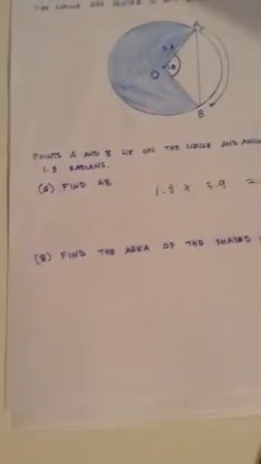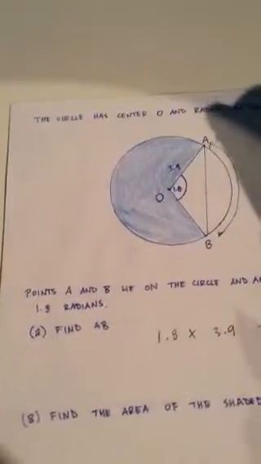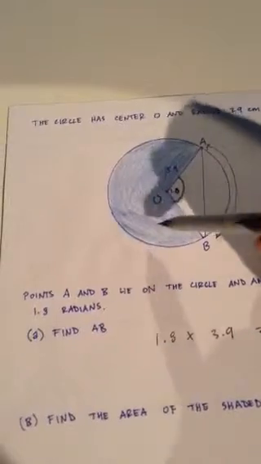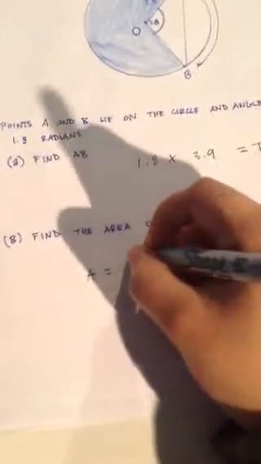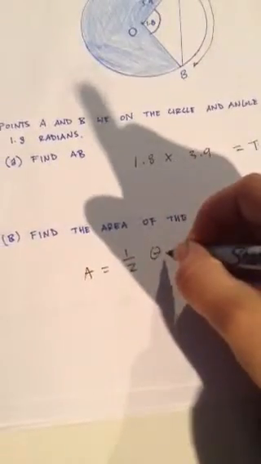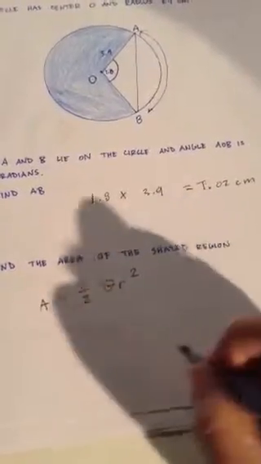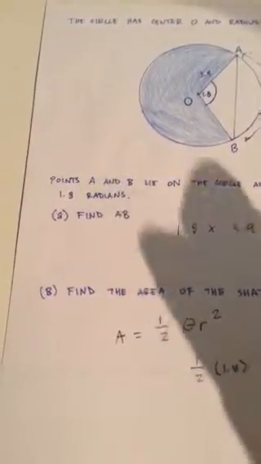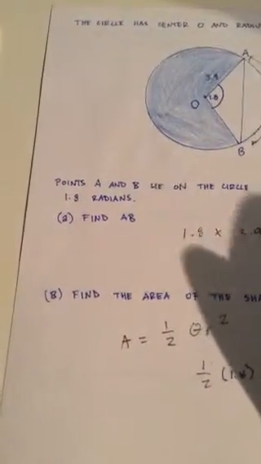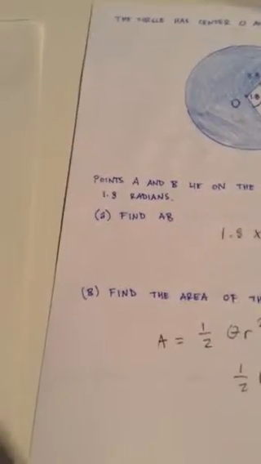Find the area of the shaded region. So right here we're trying to get this shaded region, but we know how to get the area of this sector, which would be area equals 1/2 theta radius squared. So we would have to do 1/2 times 1.8 times 3.9 squared, which would give you 13.689 centimeters squared.